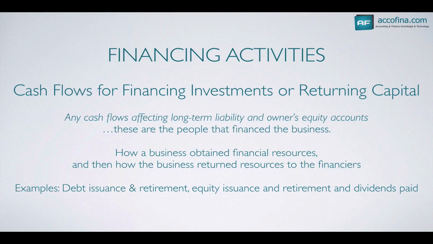So it talks about how an organization obtained financial resources, specifically cash, and then how the business returned resources to the financier. And some of the examples we have here are debt issuance and retirement, equity issuance and retirement, and dividends paid. So if a business gets a loan from a bank, that's debt issuance. It's got a new loan. It's got external finance from the bank. That'll show up in the financing activities.